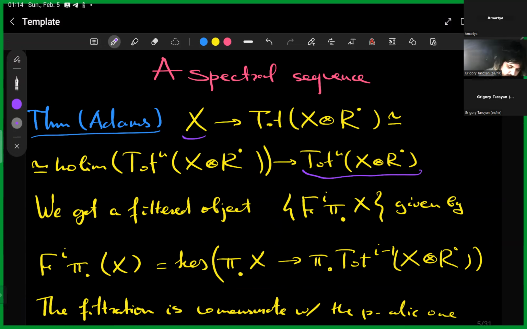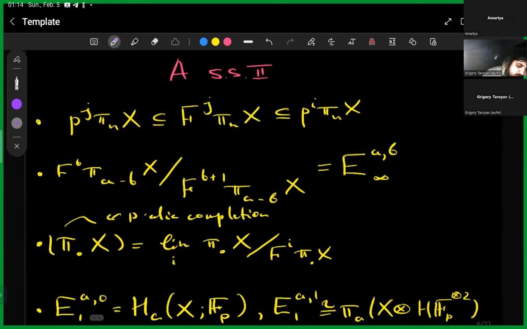So among other things, this filtration is commensurate with the p-adic filtration, meaning that for any index j, we have an inclusion of this subgroup into this term of the filtration, and also another index i less than j, which contains this term of the filtration.